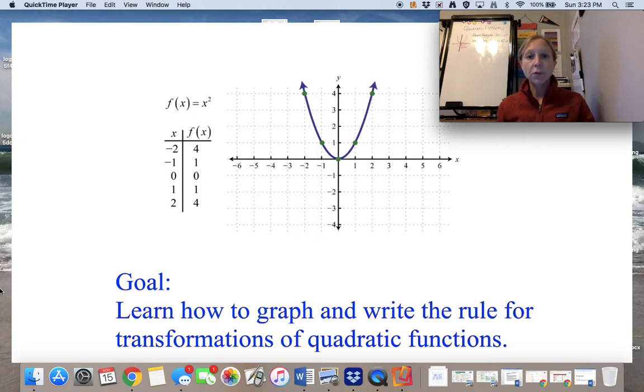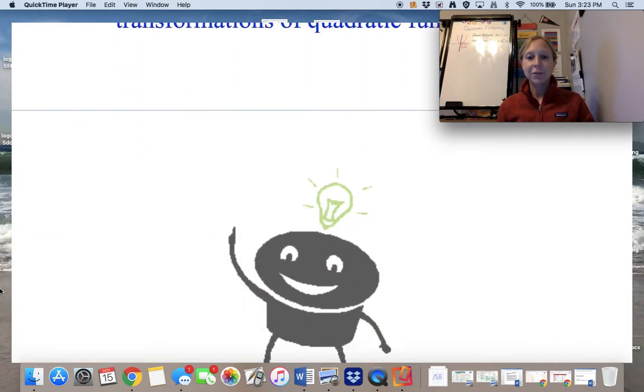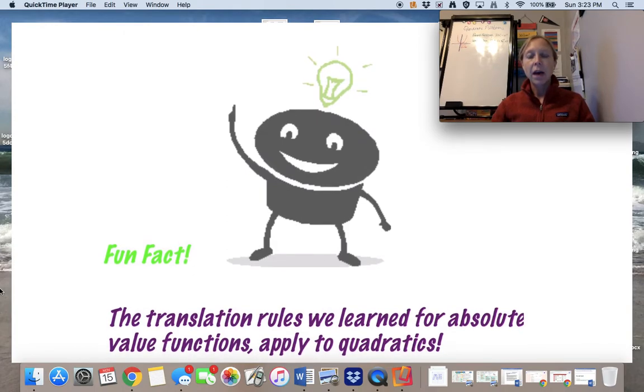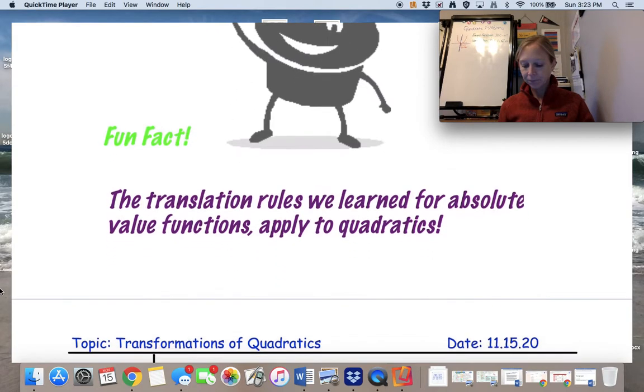And we'll spend most of quarter 2 actually working with quadratics. So our first topic is to learn how to write and graph the rule for the transformations. So we'll be applying those exact same transformation rules that you learned when we were working with absolute value functions and just looking at general parent functions early on in the year.